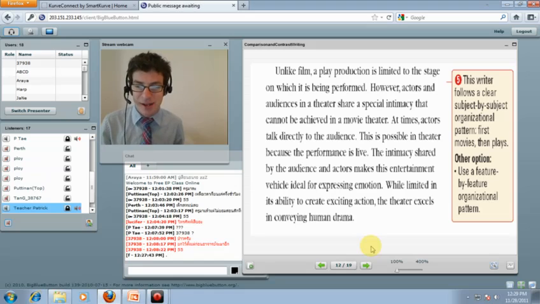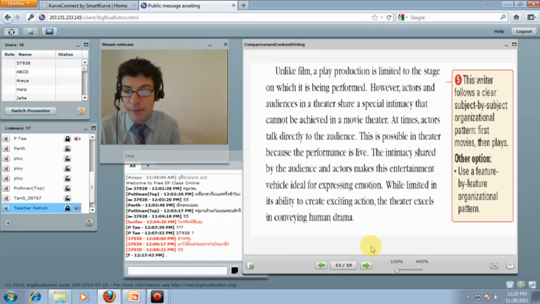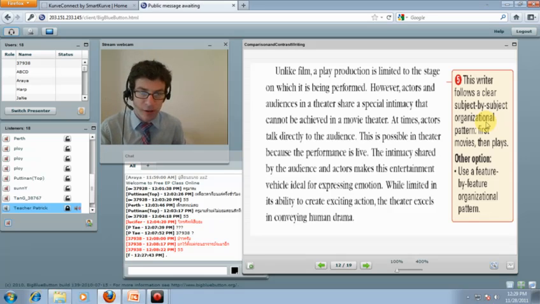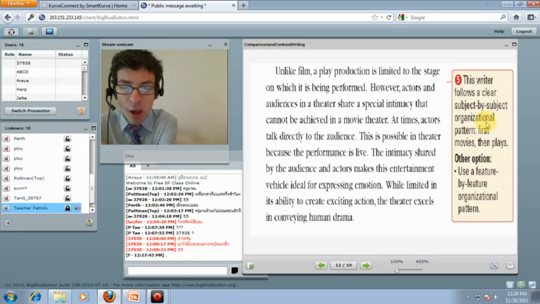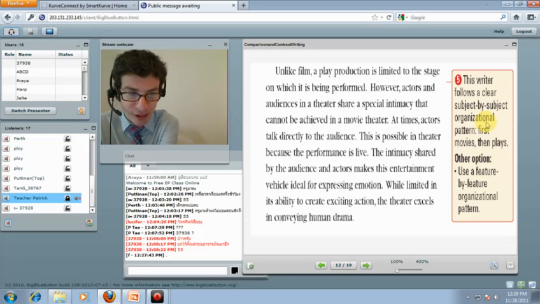Okay, so this is kind of complicated, so let's go through this. So, point number 5. This writer follows a clear subject-by-subject organizational pattern. First movies, then plays. Great point. Other option, use feature by feature, which we've talked about earlier, and we'll go back over. First, though, let's look. Okay, they start off this paragraph with the phrase, unlike film. Brilliant. What have we established here? We have said we are going to talk about the differences between film or movies and plays. So we start off by saying, unlike film. So that means we're going to talk about differences now.